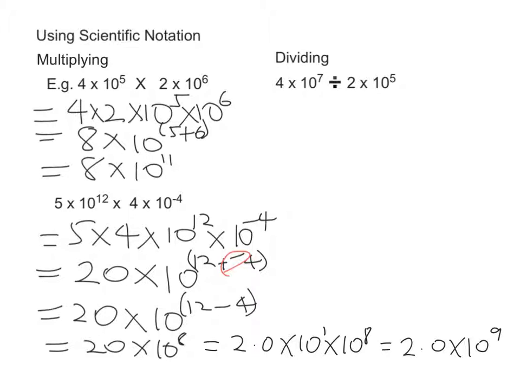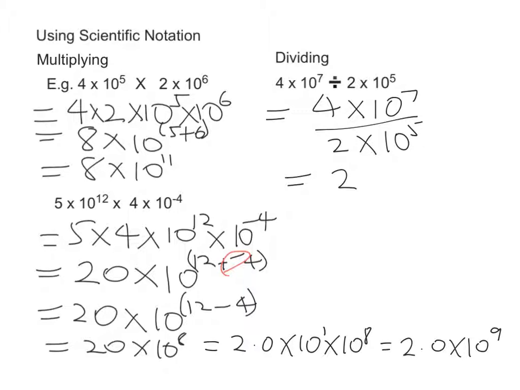In the last example with division, I'll just rewrite it this way: 4 by 10 to the 7. Sometimes I think if you do it this way, it helps people understand the division part of the numbers. So 4 divided by 2 is 2. 10 to the 7 divided by 10 to the 5. We subtract the powers this time, so 7 take away 5. So the answer is going to be 2 by 10 to the power 2.